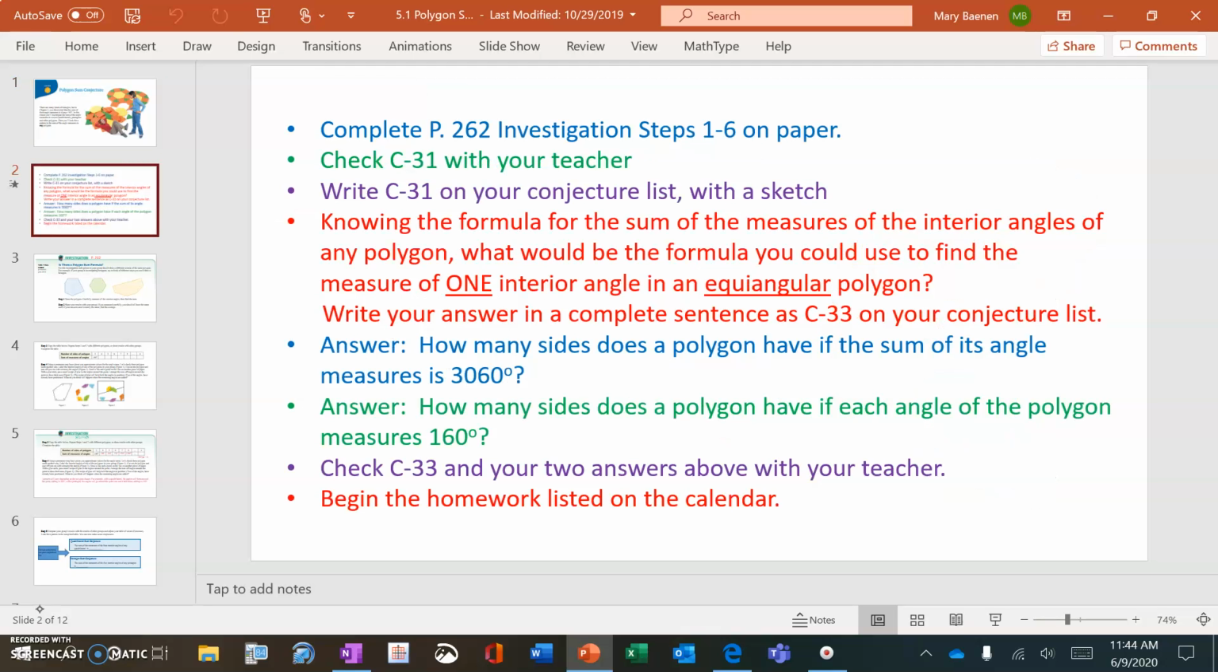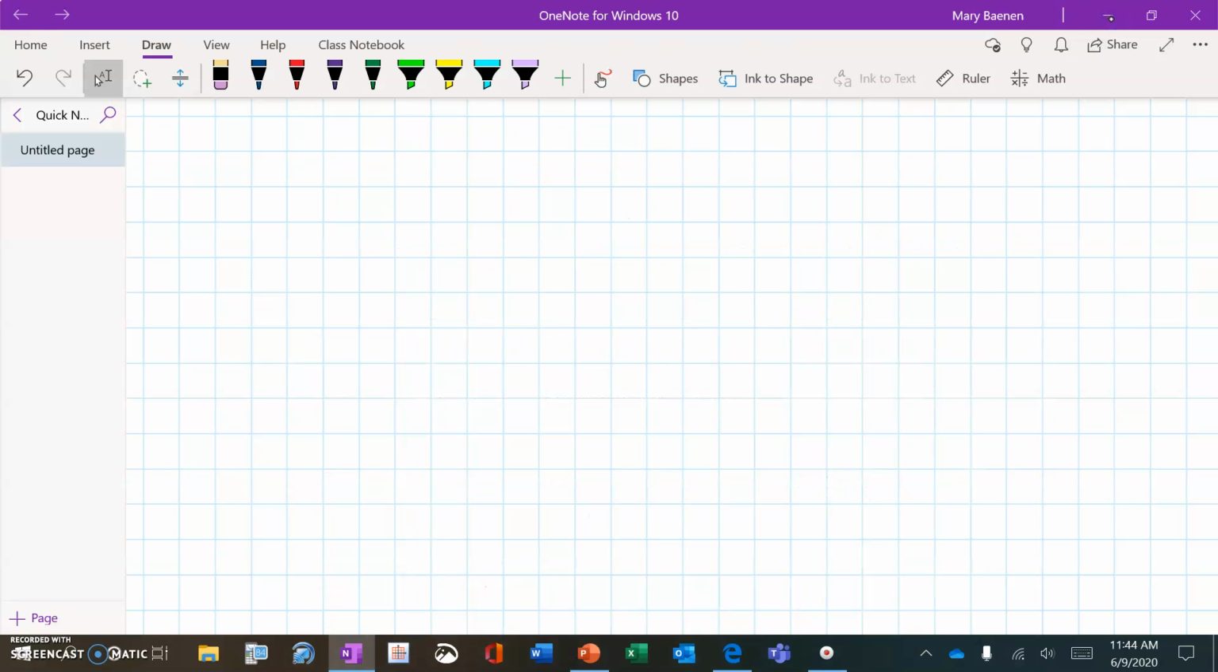There's an investigation on page 262 in our textbook, and I would have you do steps 1 through 6 on paper. And when you do that, you'll end up with a conjecture number 31 that you'll be able to add to your conjecture list. And then I'm going to ask you another little question after that, and then we're going to do some sample problems. So instead of you doing the investigation, I'm going to run through that investigation with you.